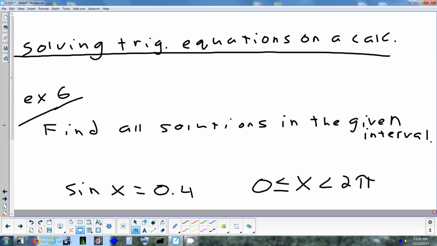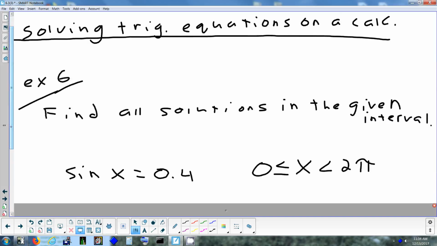Now, there's really not much for me to explain here because of things I've already taught you about the calculator. Does anyone have a guess how I could type this in so I could solve it on the calculator? We've done this kind of thing a lot before. Sin x divided by 0.4. You don't even have to rearrange it. You can leave it exactly the way it is. You don't have to rearrange anything.